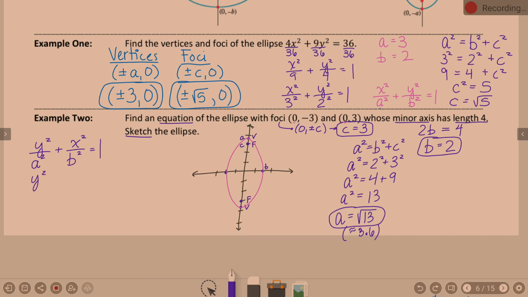Okay, y squared over a squared. What was a? Square root of 13, quantity squared. I'll clean that up in a moment. Plus x squared over b squared. What was b? 2. So 2 squared equals 4. Okay. What do I really want to write here? y squared over 13 plus x squared over 4 equals 1.